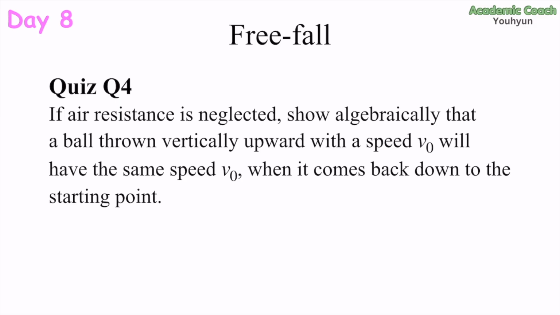Next, question number 4. If air resistance is neglected, show algebraically that a ball thrown vertically upward with a speed v0 will have the same speed v0 when it comes back down to the starting point. So previously, I showed you that v initial and v final have the same magnitude but opposite direction by using the motion time graph. That's the easiest way to show that. But we can also show it algebraically.